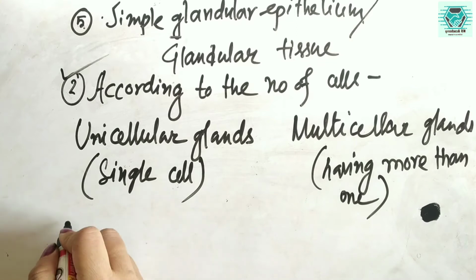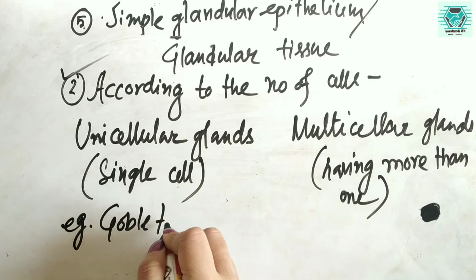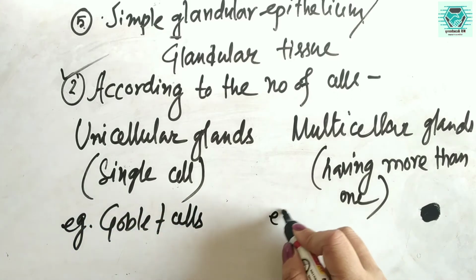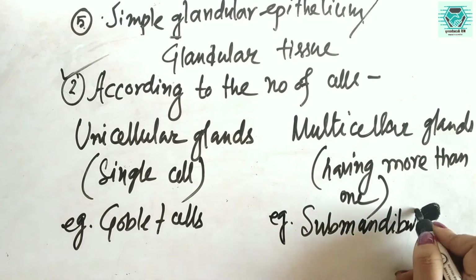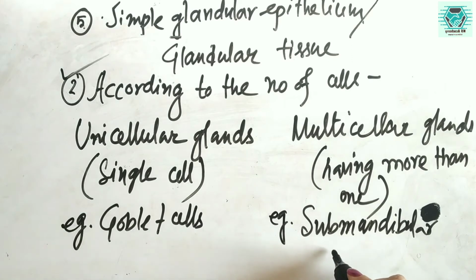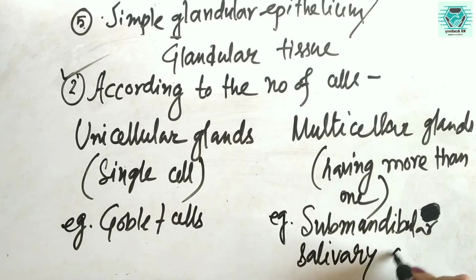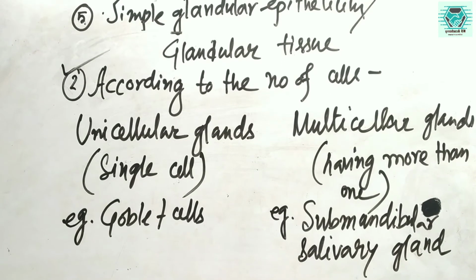The example of unicellular glands is, for example, goblet cells. Multicellular, like for example, the submandibular salivary gland. So these are the examples. The examples of exocrine and endocrine also, we have not given. In the endocrine epithelium, the examples are pituitary glands, adrenal glands, and for the exocrine, they are gastric glands, pancreatic glands, etc.